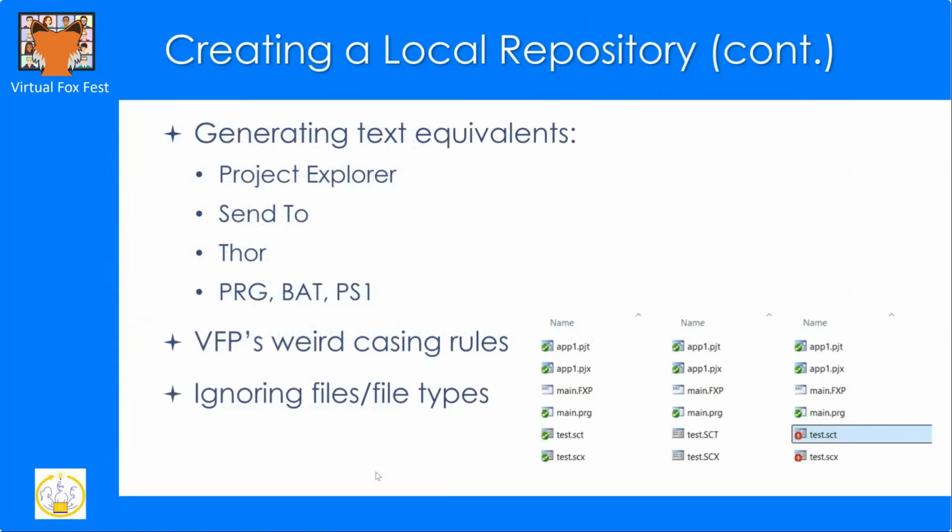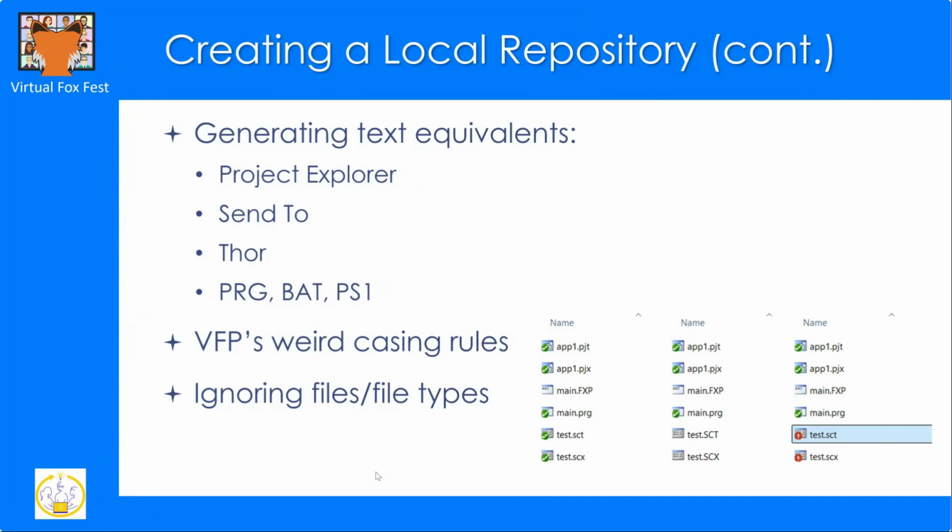All right, so next is that, as I mentioned earlier, we need to have text equivalents for our binary files. And there are several ways that you can generate them, assuming that you're using, say, FoxBin2Prg. But even with that, there are several ways you can do it. If you're using Project Explorer, which is a replacement for the VFP Project Manager, it's a VFPX project, it automatically generates text equivalents. So if I open up a form, make a few changes, close it, Project Explorer automatically generates the SC2 file for that form.